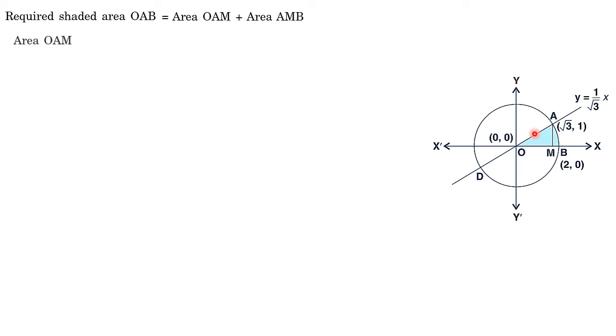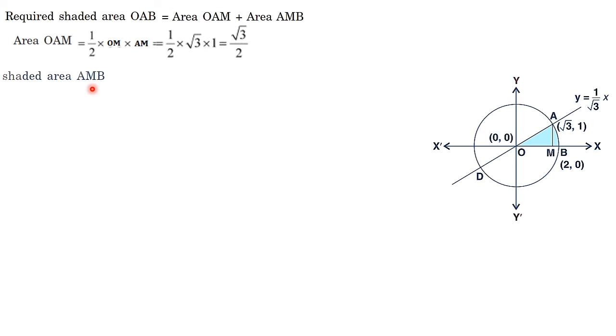Area of OAM, as I said before, clearly it is a triangle. Clearly it is a triangle, so we know the formula 1 by 2 into B into H. B is OM and H is AM. The OM length we know is root 3, and AM is 1 unit. So that is 1 by 2 into root 3 into 1, that is root 3 by 2 units.